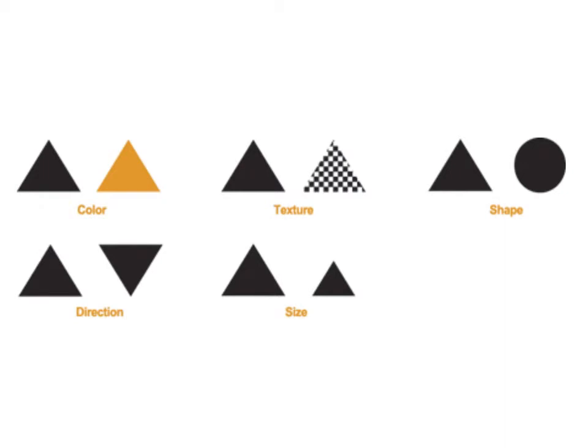The examples we have here represent differences in color, texture, shape, direction, and size. These principles promote the use of design and animation tools to illustrate those differences, thereby guiding the attention of the audience to the specific information or concept you want them to remember.